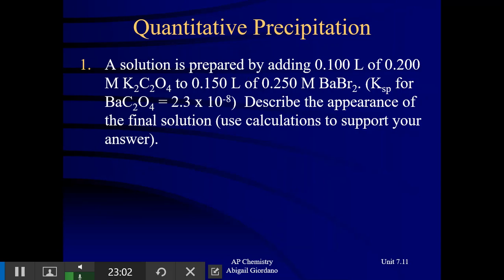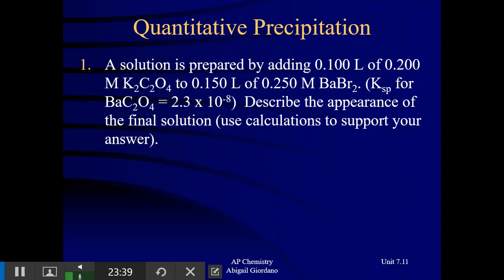So it says a solution is prepared by adding a certain amount of potassium oxalate to a certain amount of barium bromide. And then they give us a KSP for barium oxalate. So that's our big clue. Oh, that must be the precipitate that they're going to be talking about. Describe the appearance of the final solution. Use calculations to support your answer. What I'm essentially asking you here, guys, is will there be a precipitate, yes or no? All right. So there's a big clue here.